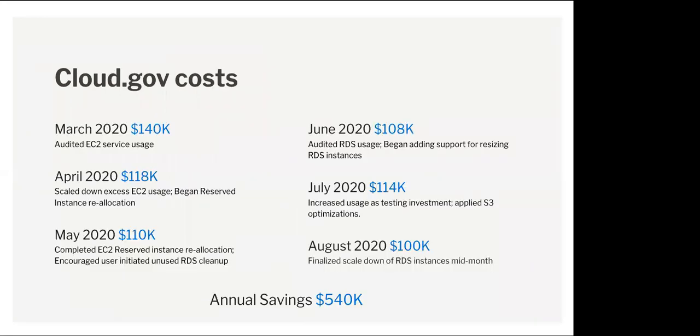I'll talk about what this actually means for cloud.gov, but as a cost recoverable service, we pass these on to our customers.